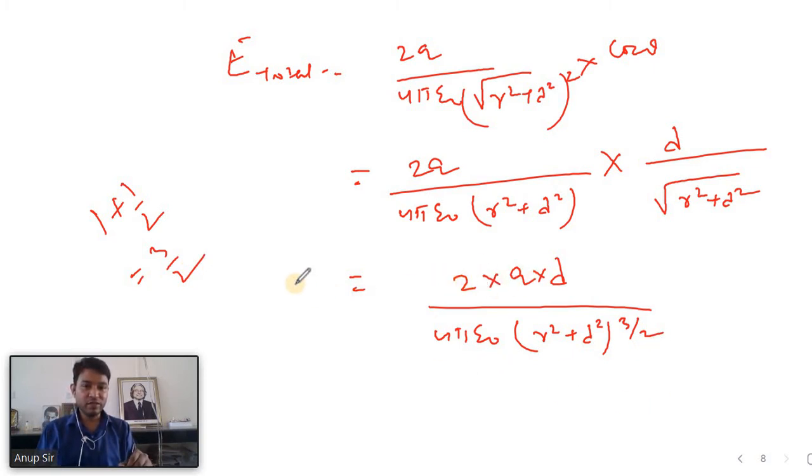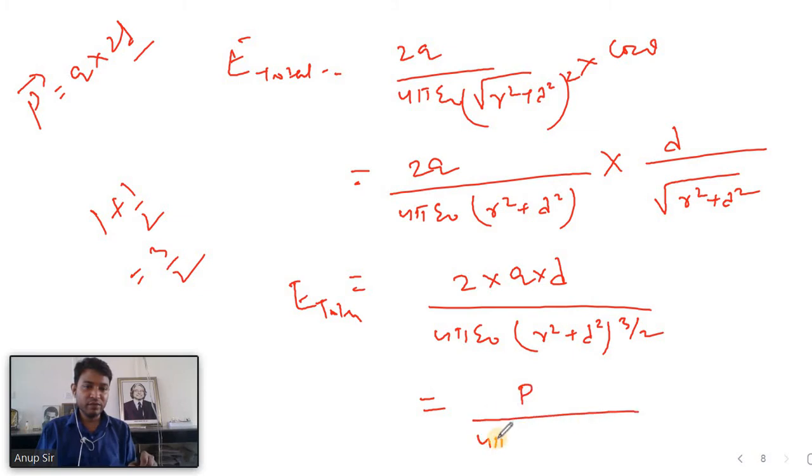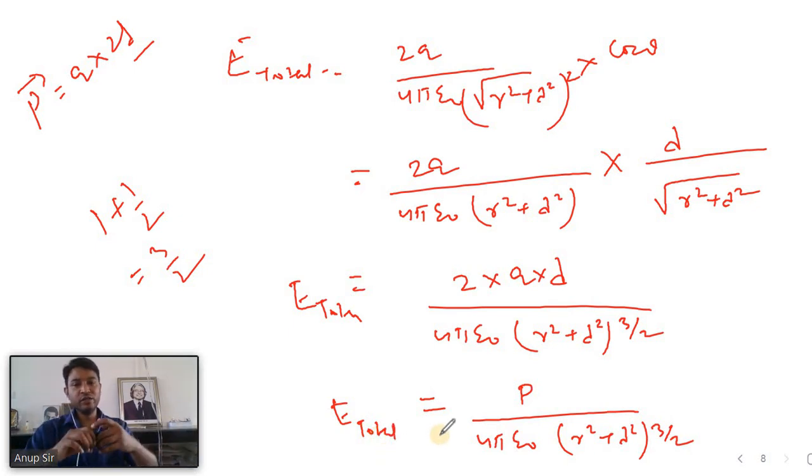Simply, what is the expression here? What is 2qd? Remember, this 2qd is a term called dipole moment, because dipole moment is just the product of any one charge of the dipole and the distance between them, q into 2d. So simply we are getting p divided by 4 pi epsilon naught r square plus d square to the power 3 by 2, and this is the total electric field at the broadside on position, and the direction will be horizontal, from the positive charge to the negative charge.